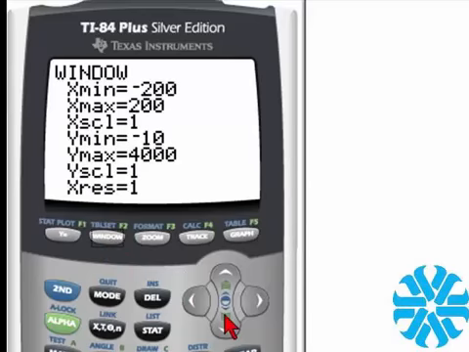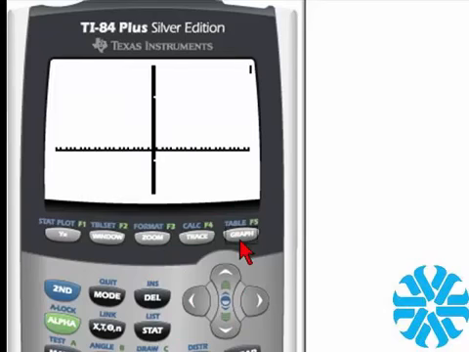Let's go to Window, and so y min, and we'll set that to negative 2,000. And let's change the scale here. Let's make this every 10 units. And let's make this every 100. Okay, now let's graph this.